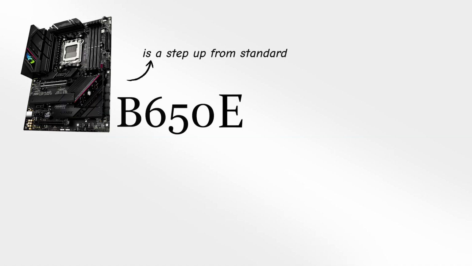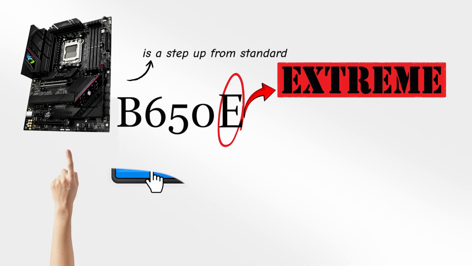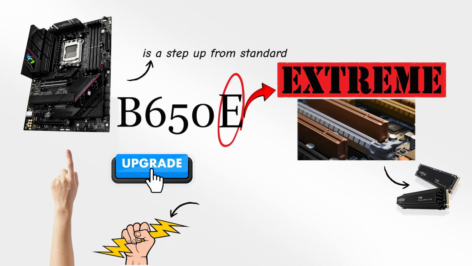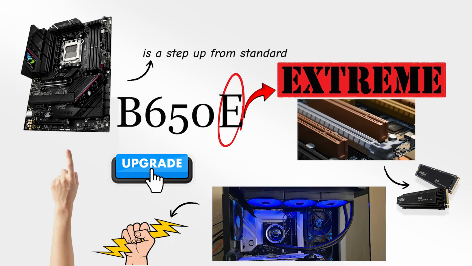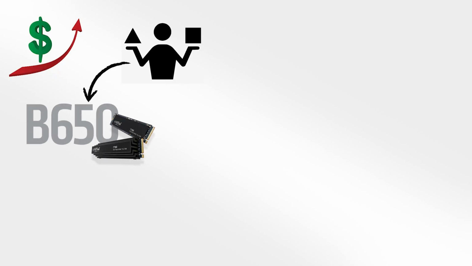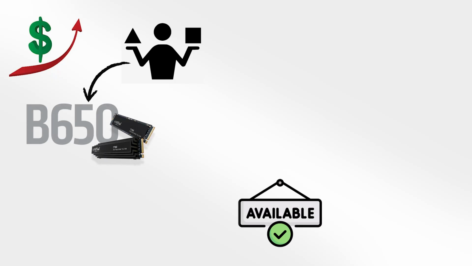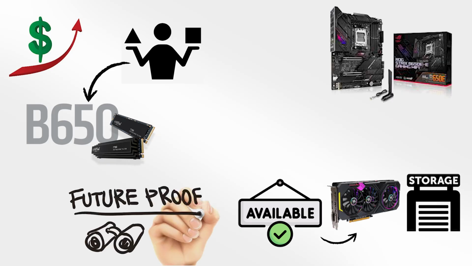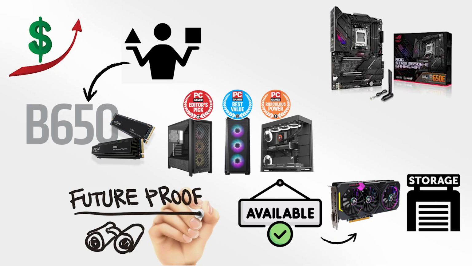B650E motherboards. The B650E chipset is a step up from standard B650. The E stands for Extreme, and these boards upgrade the main graphics slot to PCI Express Generation 5. They also often add stronger power delivery and more robust cooling solutions. With no meaningful price increase compared to B650, and with PCI Express Generation 5 available for both graphics and storage, B650E boards are a more future-proof choice for most gaming builds.